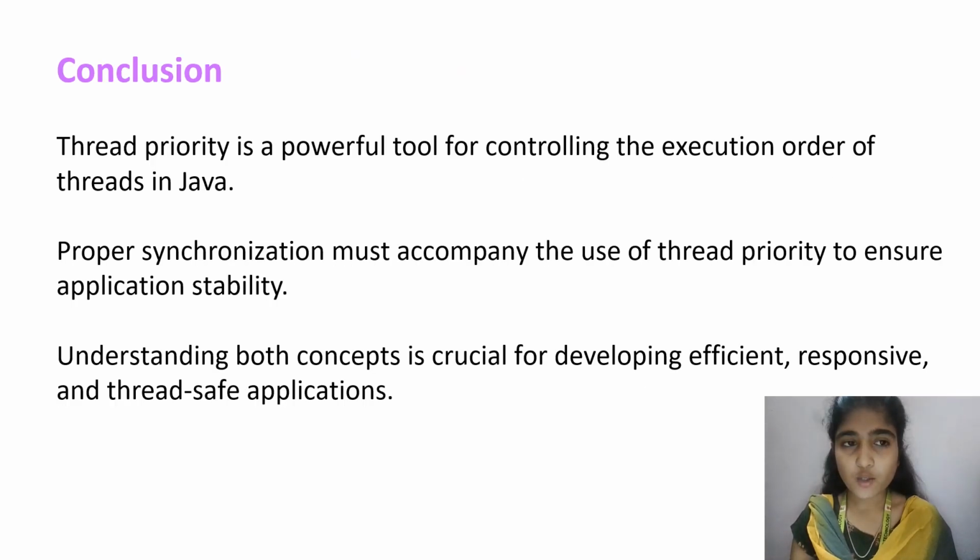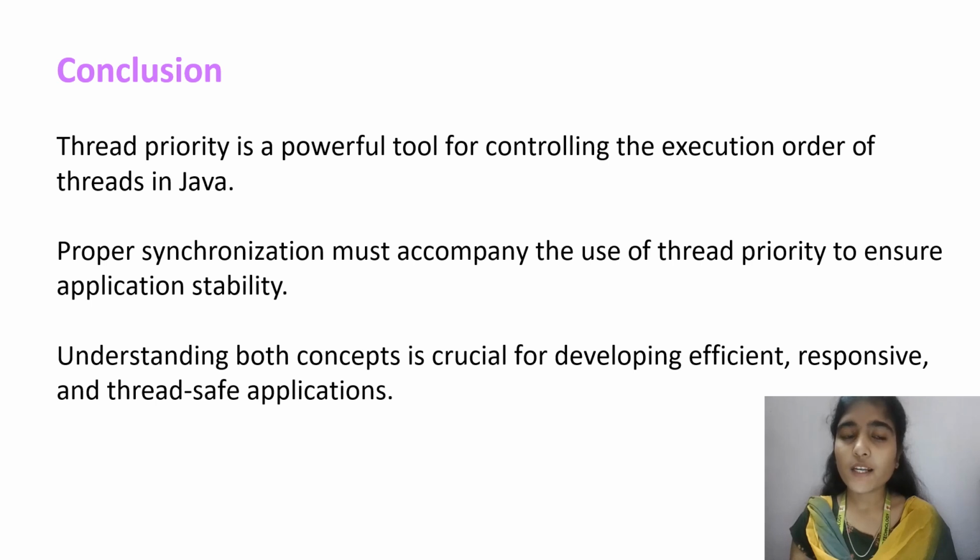Last is the conclusion. We have discussed thread synchronization, right? In threads we have three types of priorities. First is minimum, which is 1. Next is norm priority, which is 5, and next is max priority, which is 10. As said previously, we can adjust the priority from 1 to 10.